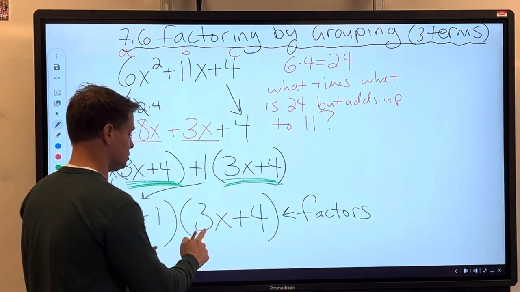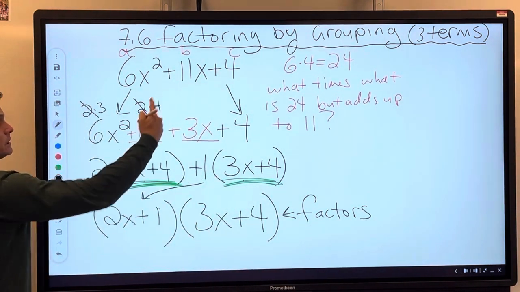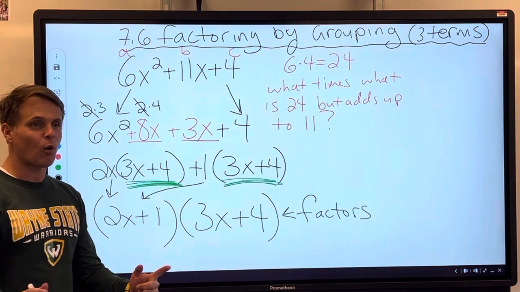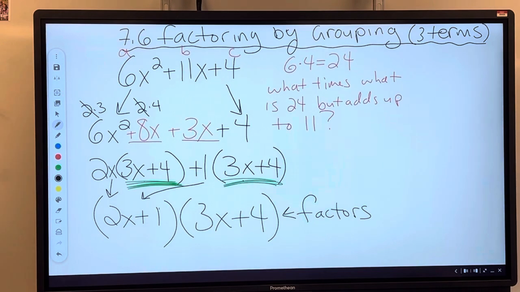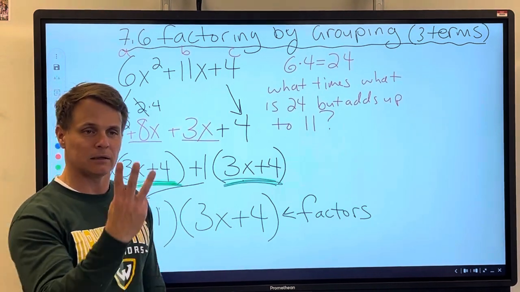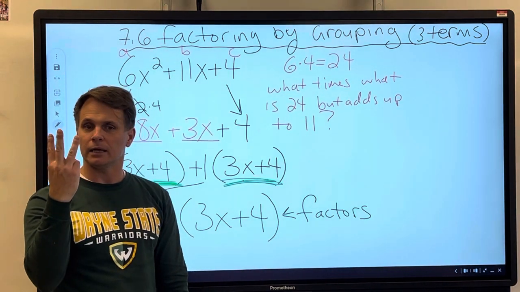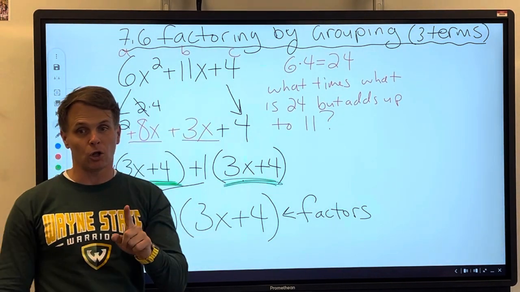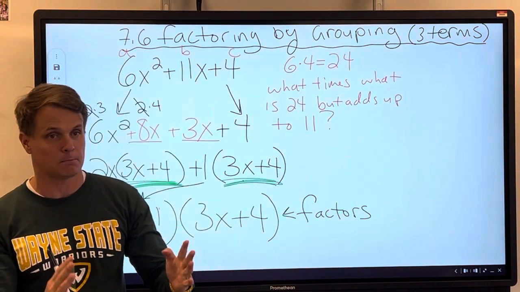If I multiplied these two together, I would get this. Okay? Any questions on that before we move on to the next one? No, sir. Factoring by grouping. I'm taking 3 terms and I'm making it into 4 terms. And I'm only changing the middle term. The first 2 terms are going to stay the same.